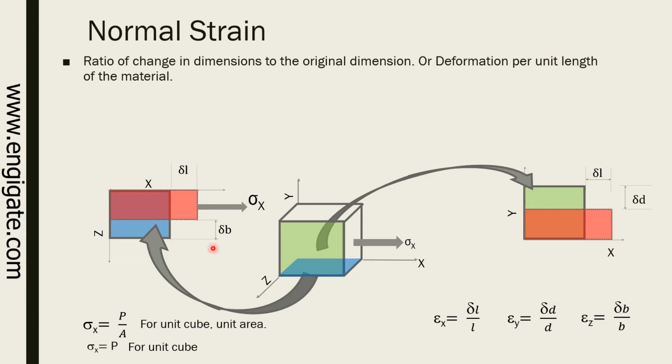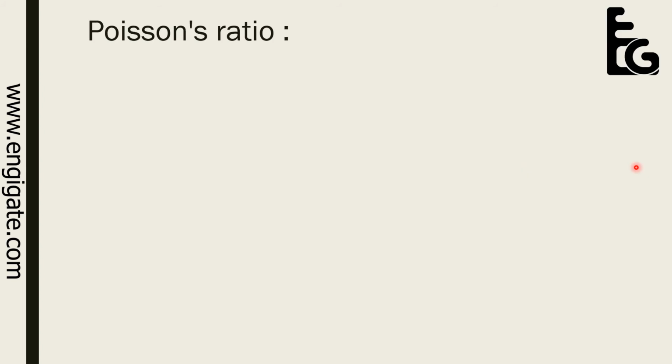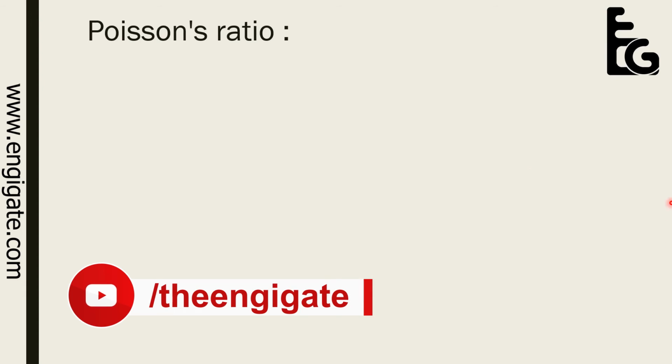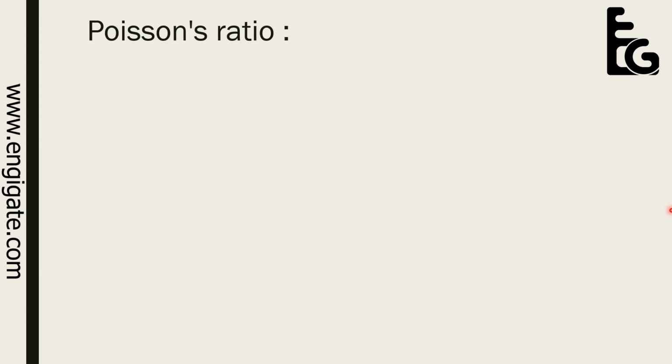So normal strain is the ratio of change in dimension to the original dimension, or deformation per unit length of the material. It has no unit, so strain equals change in dimension divided by original dimension, equal to del L by original length L. We already discussed that there is some relation between change in dimension in one direction and change in dimension in another direction, which is Poisson ratio. We will define this relation with Poisson ratio.